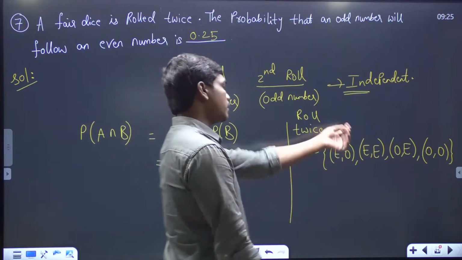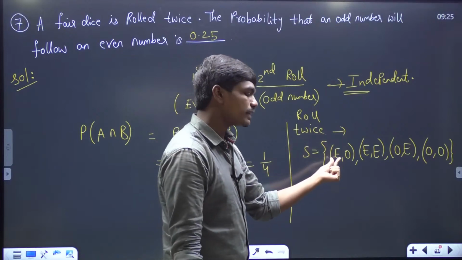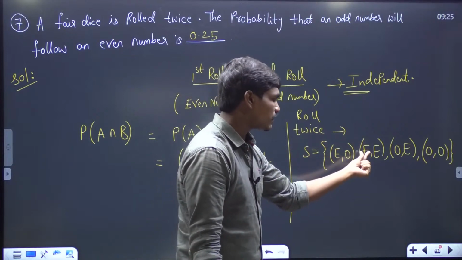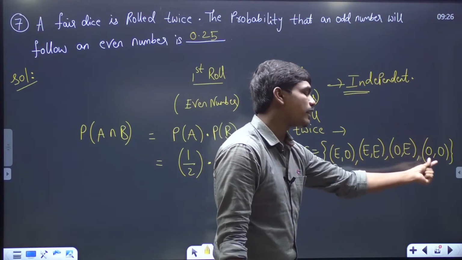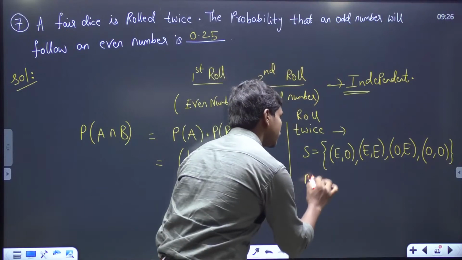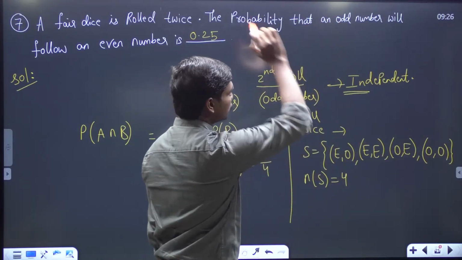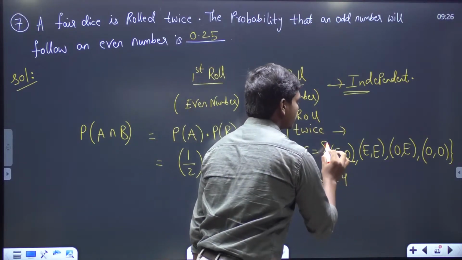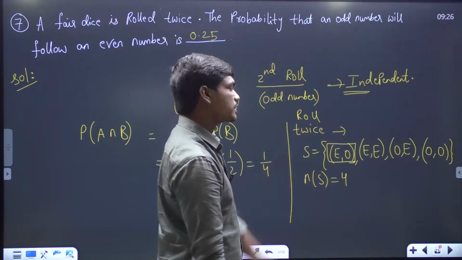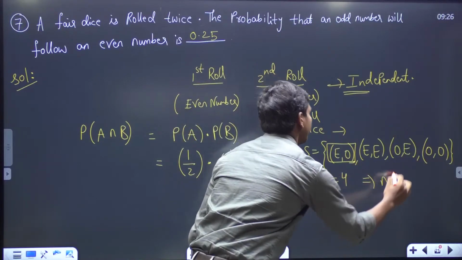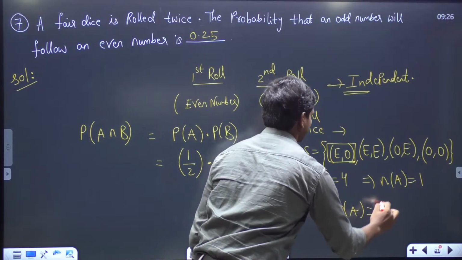So see here carefully. When you roll a die 2 times, first time it can be even and second time it can be odd. Similarly, first time even, second time also even. First time odd and second time even, and finally both can be odd. So total number of elements in the sample space is 4. Out of which he is asking the probability that an odd number will follow an even number. Means first trial it should be even, and in the second trial it should be odd, which means n of A is equal to 1. So P of A is equal to 1 by 4 by definition.